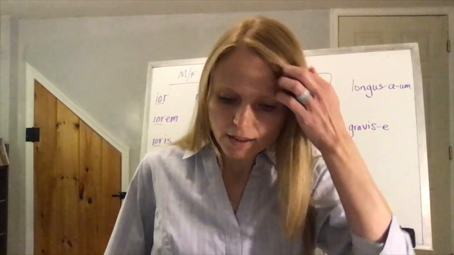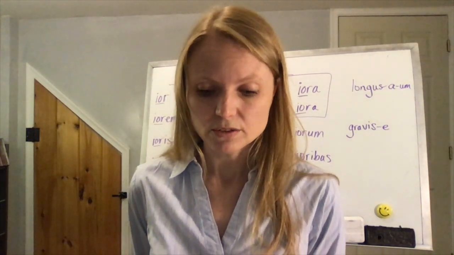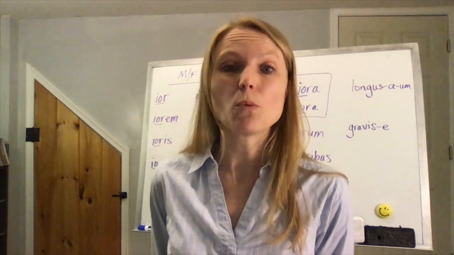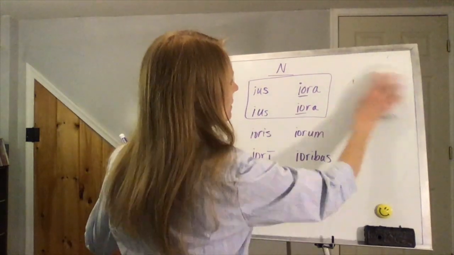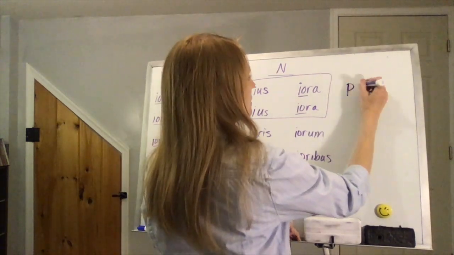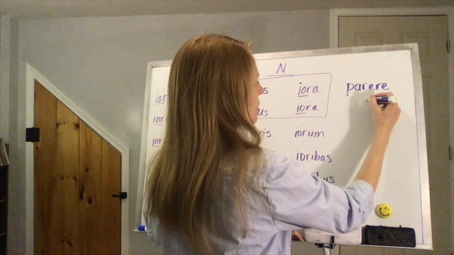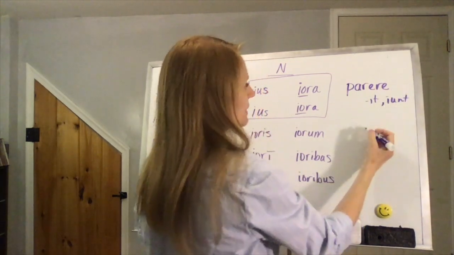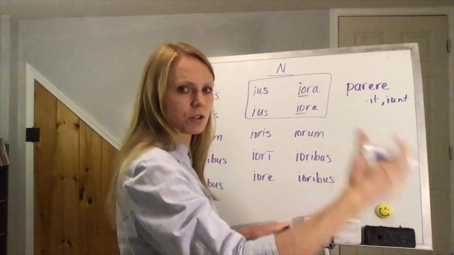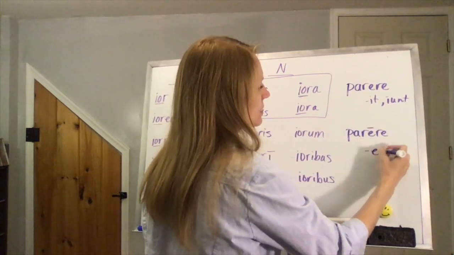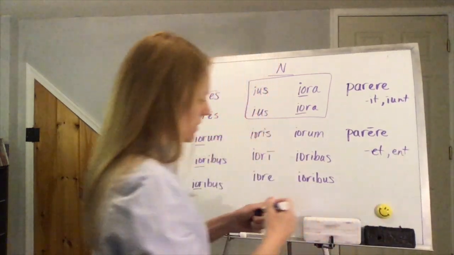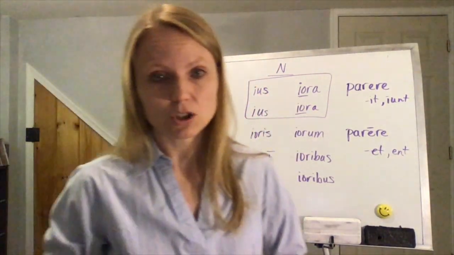All right, let's look at the next sentence. Dux imperat milites parent. The leader orders the soldiers; parent, they obey. Now this verb looks a lot like another verb that we've learned. Remember we had parere, which was parit and pariunt. That's a third-i verb, and it means to give birth to or to produce, to lay eggs. This is parere, so it'll be et and ent. This one means to obey.